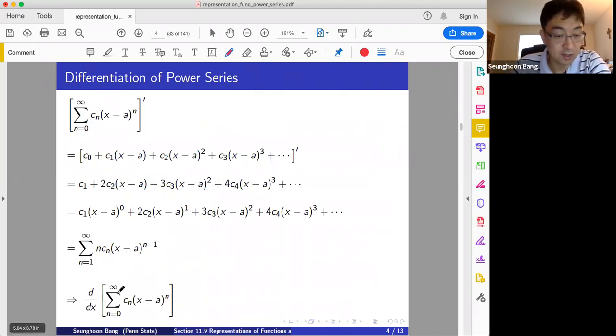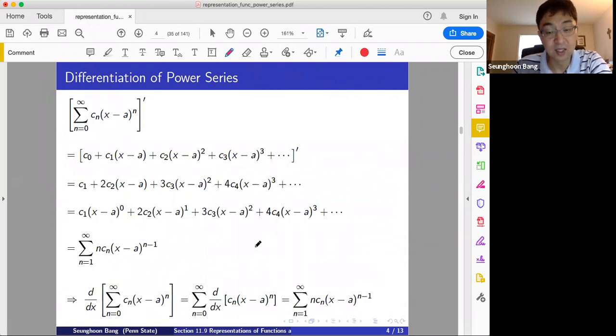This is exactly the derivative. So summarize: the summation from n equals 0 to infinity of cn, x minus a to the power n, prime. The derivative goes inside, take the derivative, really be careful, and the index changes, right? Here, n times cn, x minus a to the power n minus 1. This is the whole idea.